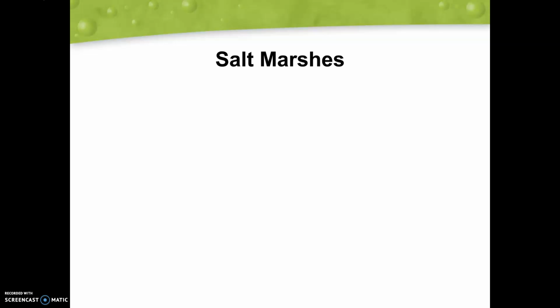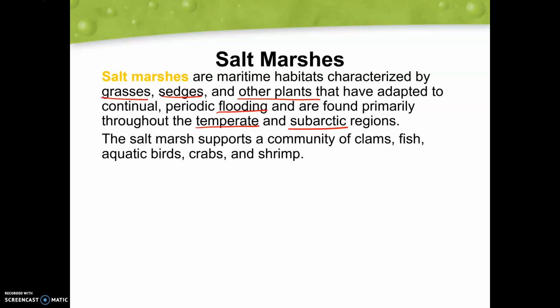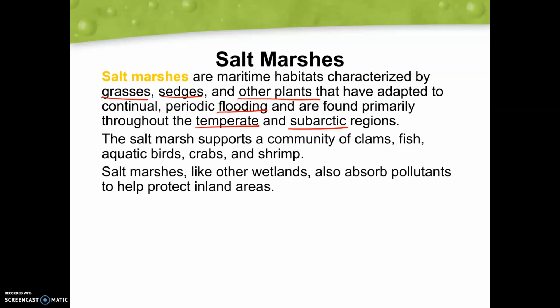So our two types, we're going to start with salt marshes. Salt marshes are characterized by grasses, sedge, and other plants that have adapted to continual and periodic flooding. And we also see them in temperate and subarctic regions. So the biggest differentiation here is going to be those grasses that we see there and this placement in our temperate and subarctic regions. We're going to see it support a community of different animals like clams, fish, aquatic birds, crabs, and shrimp. All these different animals are going to live here.